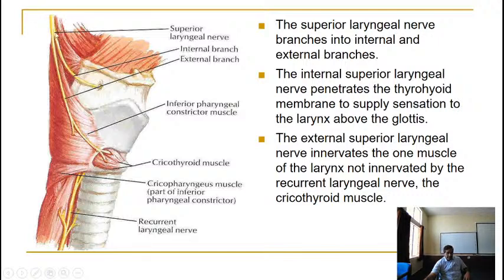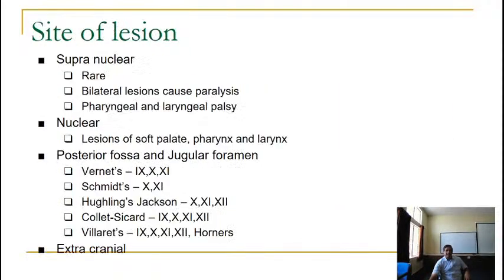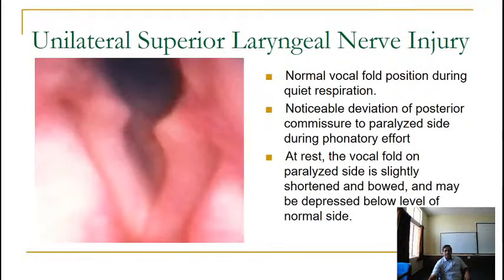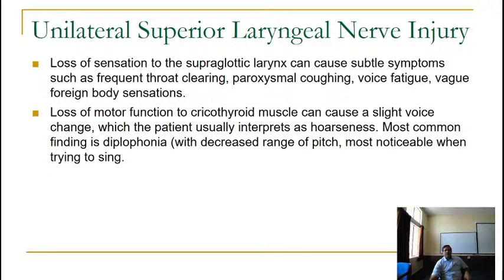If this is cut, then the laryngeal sensations above the glottis are lost, and also the external laryngeal, the cricothyroid, which is the main tensor of the vocal cord and mild adductor. So we'll see how this affects the larynx. Now, that is the superior laryngeal nerve injury in these conditions. This is what has been described, sensation of the supraglottic region.